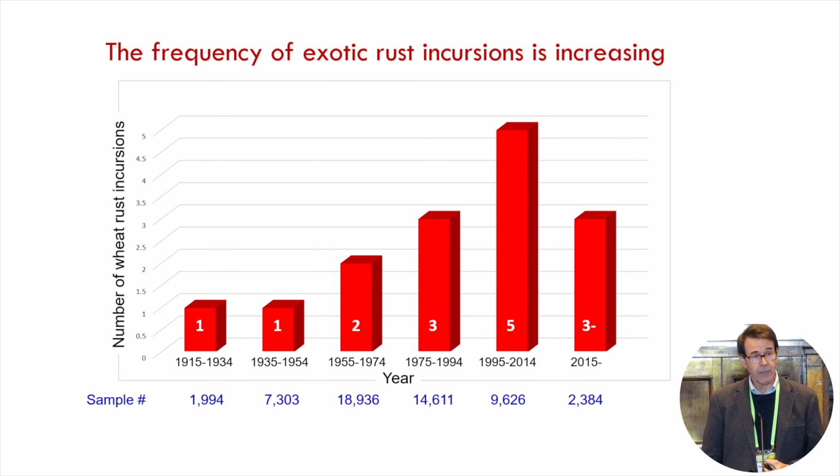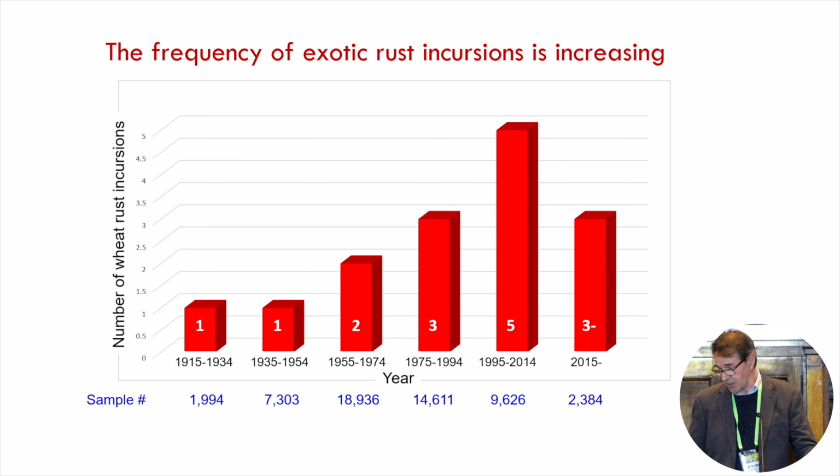So what have we learnt from those long-term rust surveys? This is wheat rust going back to 1921, and it shows 15 incursions that we've detected over that period of time. So over 100 years, we've picked up 15 exotic incursions of wheat rust, and the most striking thing in that graph is that it's going up, right?